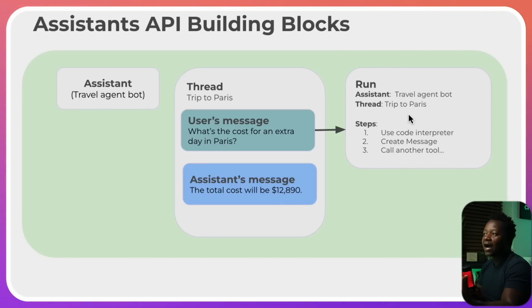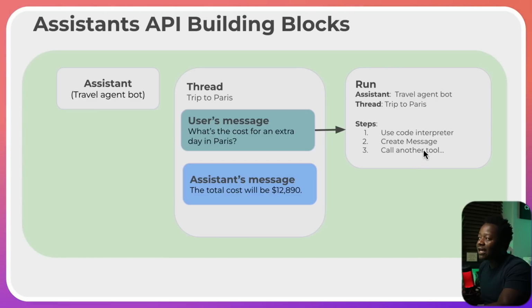Okay? And so how would all of this work? Well, we have the assistant, and inside of the assistant we have the thread. We have a message from the user: what is the cost for an extra day in Paris? That is going to be sent to run, which will have the assistant ID as well as the thread ID, because it needs to know where to pull those incoming messages from, right? And then it's going to go through a process. Steps. Number one, use code interpreter if that's what is needed to calculate things. And then it's going to go ahead and create a message. And if need be, this is the beauty, it's going to be able to go and call any other tool that may be needed in order to get the correct response.